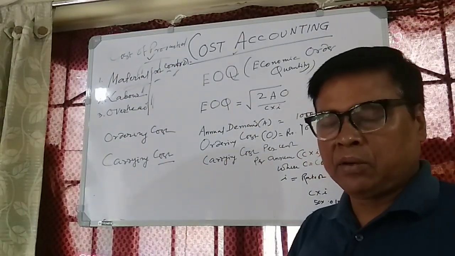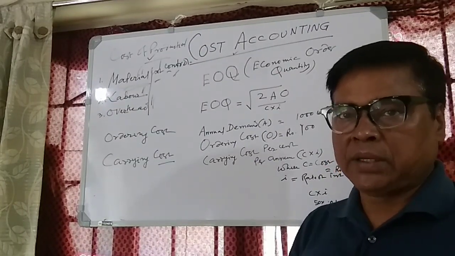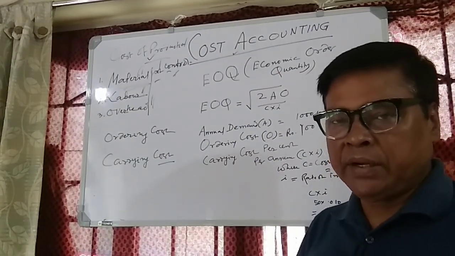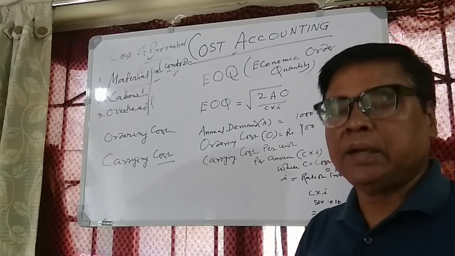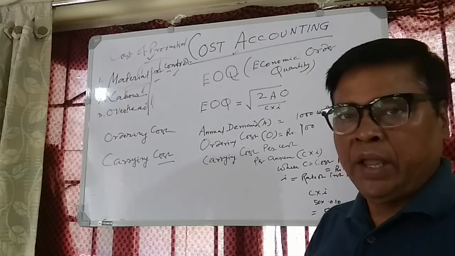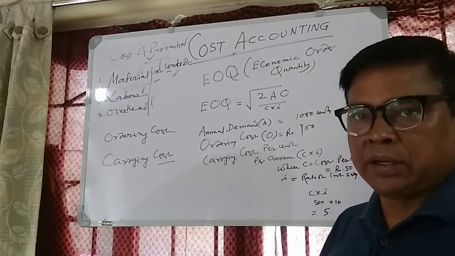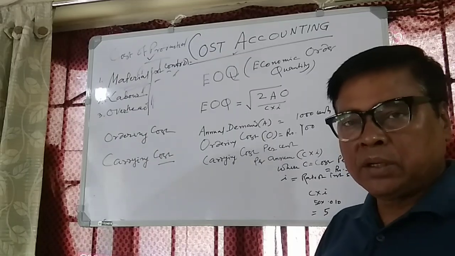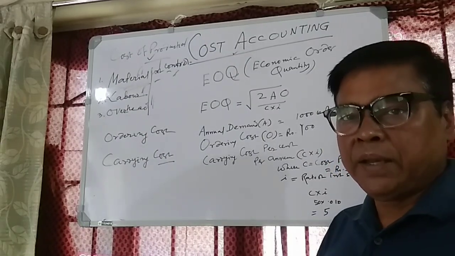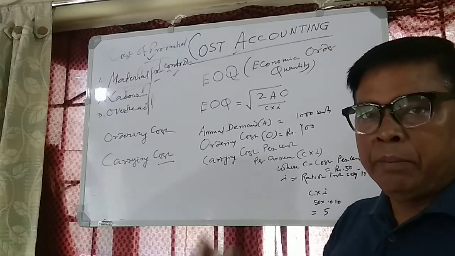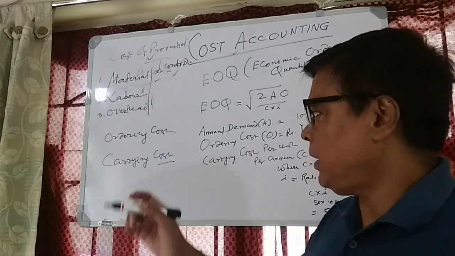For any product, out of the total production cost, more than 70% will be your material cost. So unless you control the material cost, it will be very difficult to control your overall production cost. That's why, for production cost control, material cost control is very vital. Now, what are the costs involved in your material?